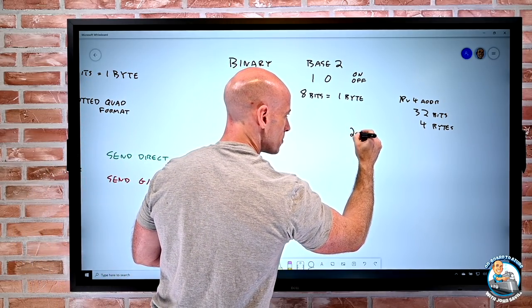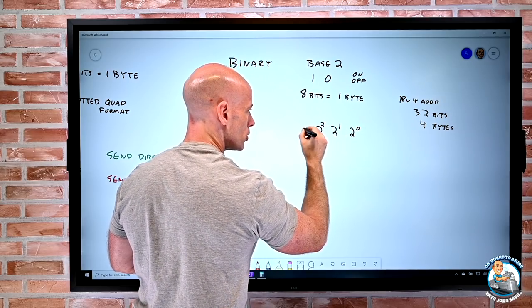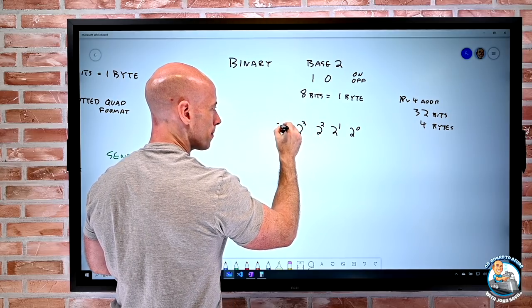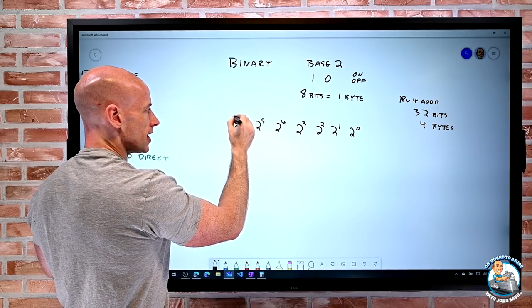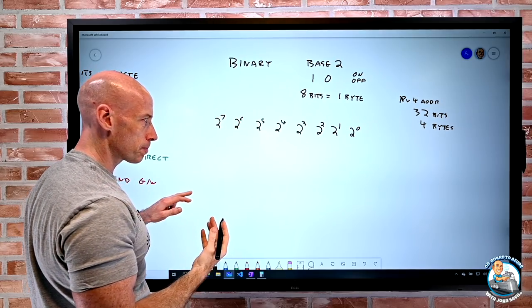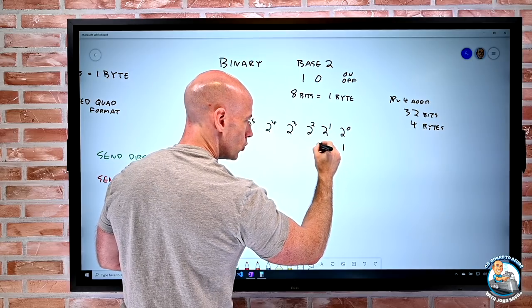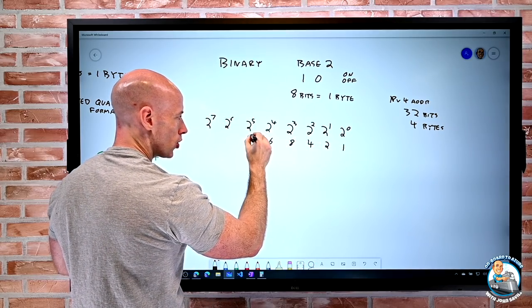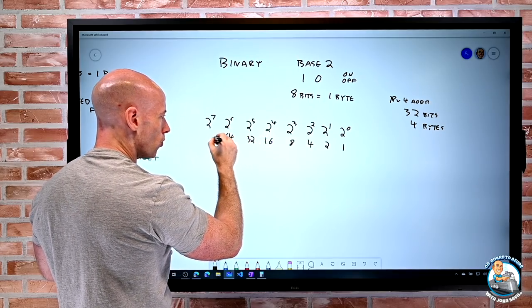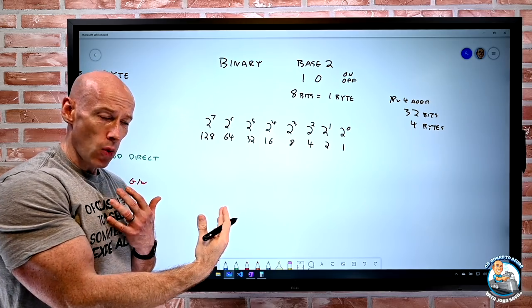But just so we understand when we start talking about the masks, we can think about it as base 2: 2 to the 0, 2 to the 1, 2 to the 2, 2 to the 3, 2 to the 4, 2 to the 5, 2 to the 6, and 2 to the 7. So the values are 1, 2, 4, 8, 16, 32, 64, 128. So that's how binary works.